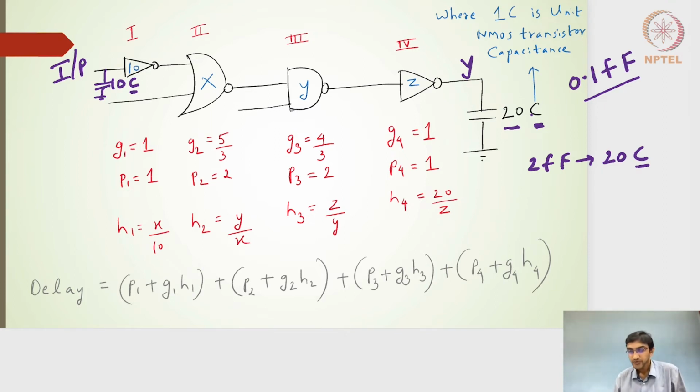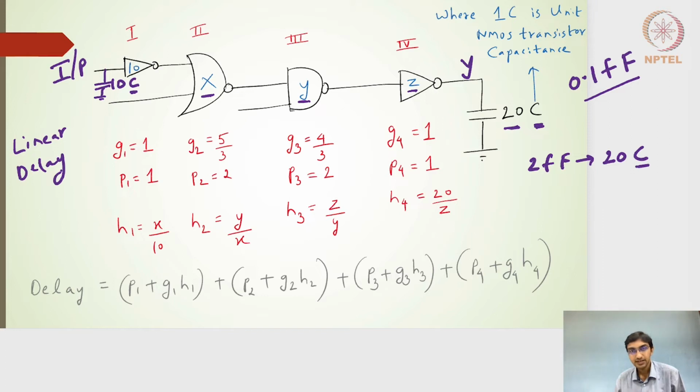So what we are going to do now is write an expression for the delay. Ultimately, we want to find the X value, Y value, and Z value so that the overall delay for this circuit will be minimum. The intention of this task is to find the optimum values of X, Y, and Z such that the overall delay for this path from input to output is minimum. So we are going to use a linear delay model.